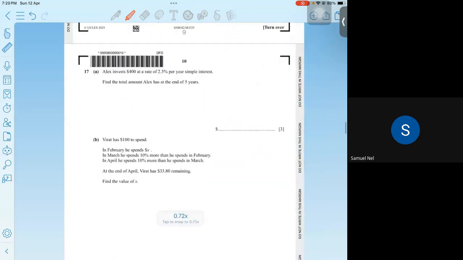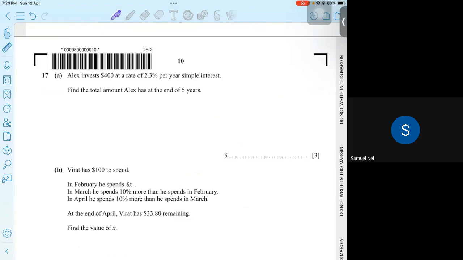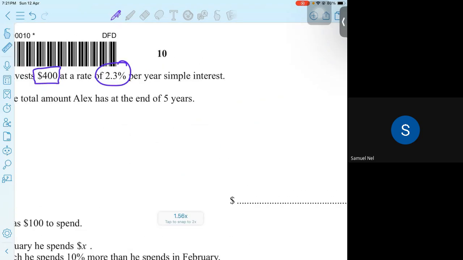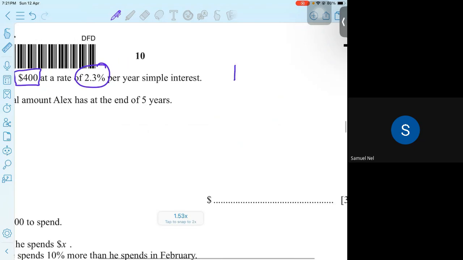So let's move on. The next question says that Alex invests $400 at a rate of 2.3% per year simple interest. Okay. So the formula for simple interest, as we recall, is PRT. Okay. And this R is represented as R over 100. Right? Do we all know this?